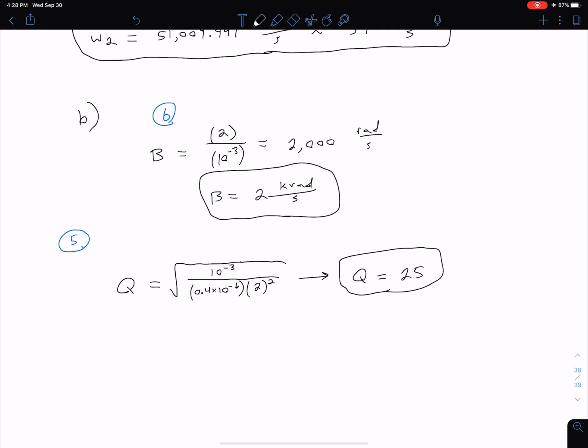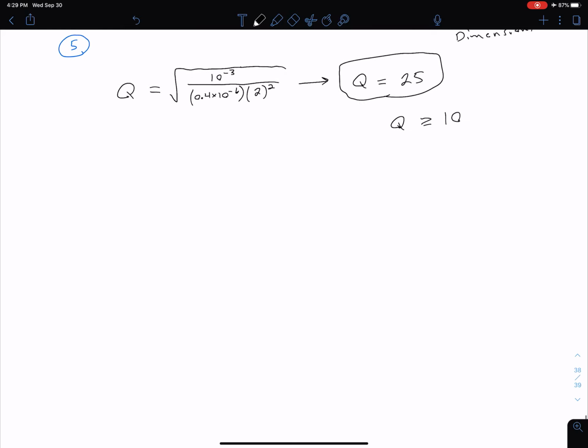And so we note that this quality factor is a dimensionless value. We don't have any dimensions like volts, amps, radians per second, no dimensions for our Q. Note that previously we said that if Q is greater than or equal to 10, we consider that to be a high Q circuit. So in this case, we would consider this circuit to be high Q, which means that it is very selective.